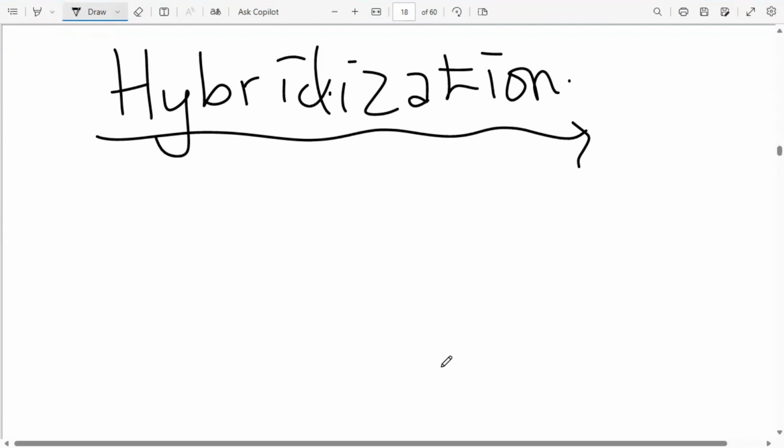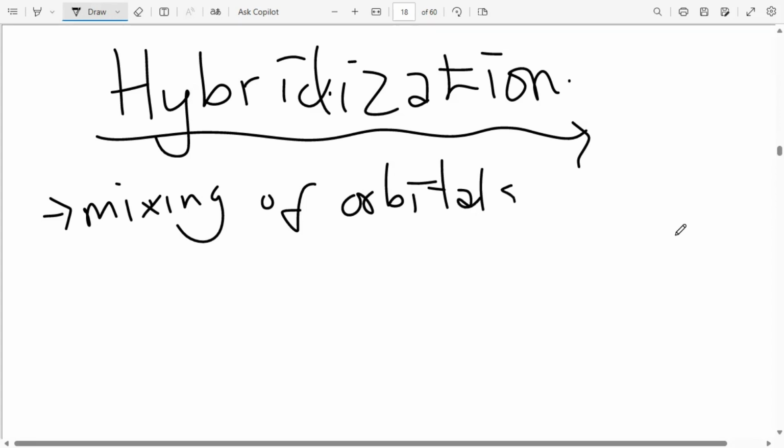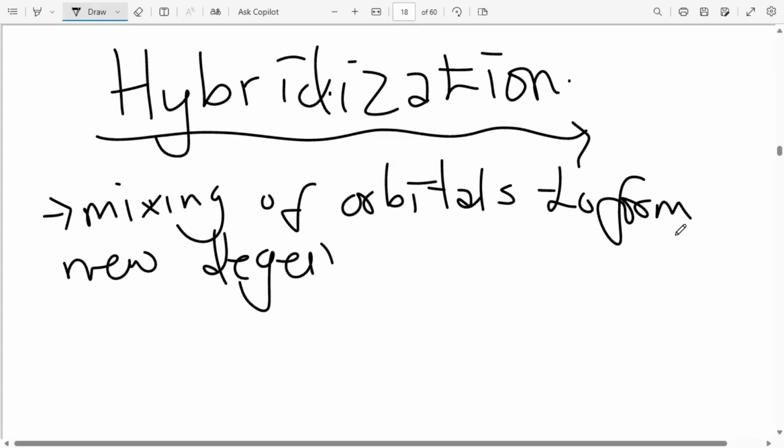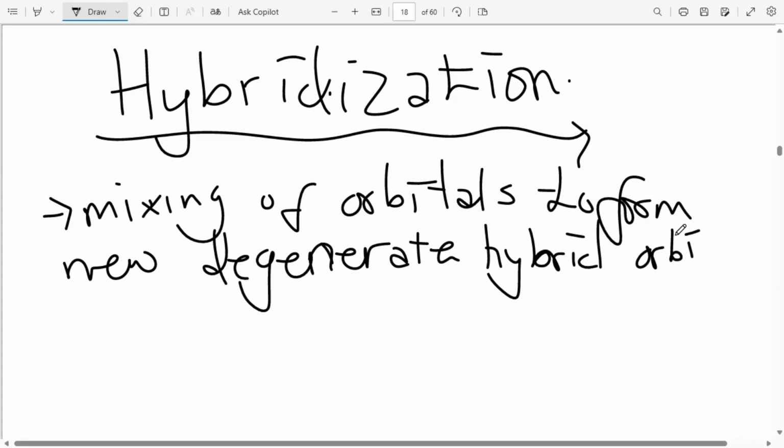Hybridization, a very important concept. It's where you have mixing. Yes, I can call it mixing. You have a mixing of atomic orbitals to form new degenerate hybrid orbitals. What did we say about degenerate orbitals?